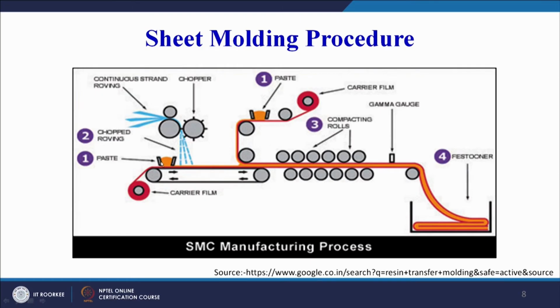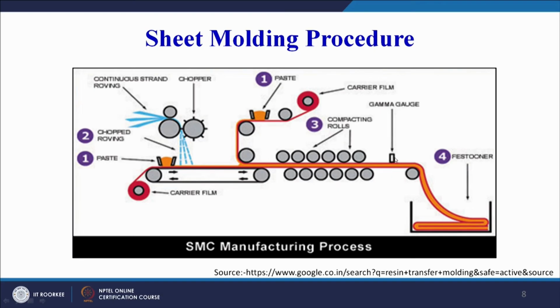And then after moving to a particular distance, there is another carrier film that is coming here. Inside, again we have the paste or the resin system, and then it moves forward. These are the compacting rolls which will apply pressure so that we get a uniform thickness of our SMC. So these are the compacting rolls which are being applied.